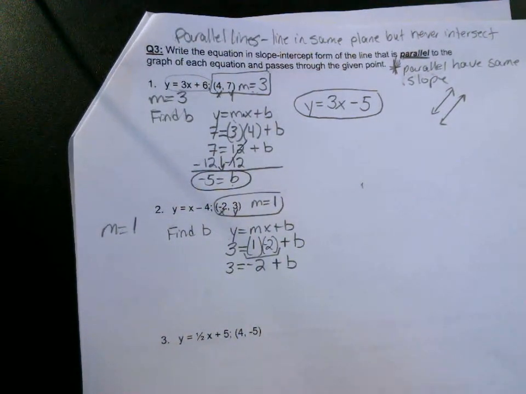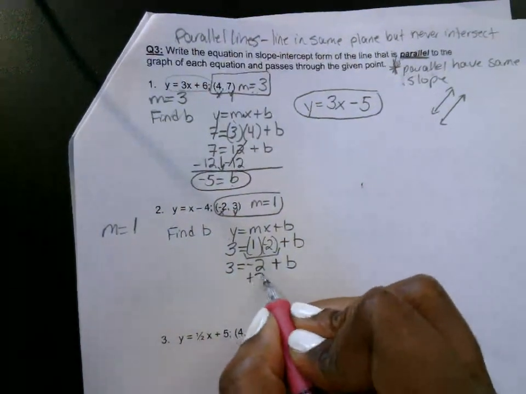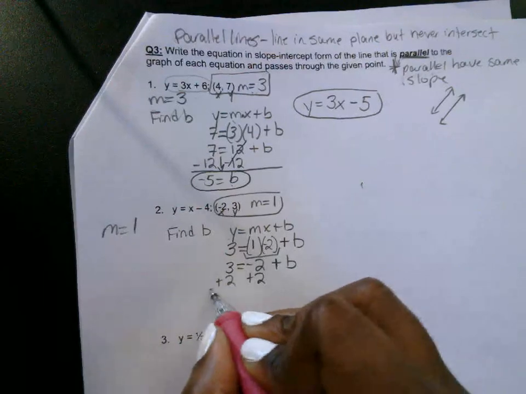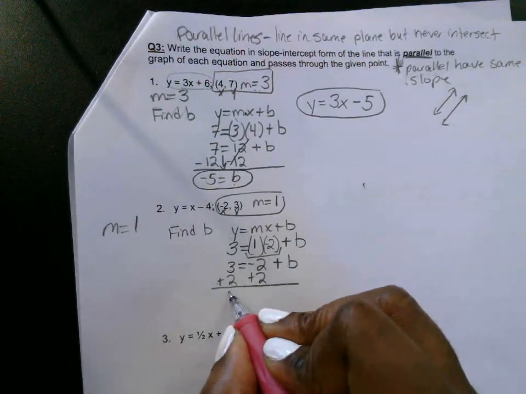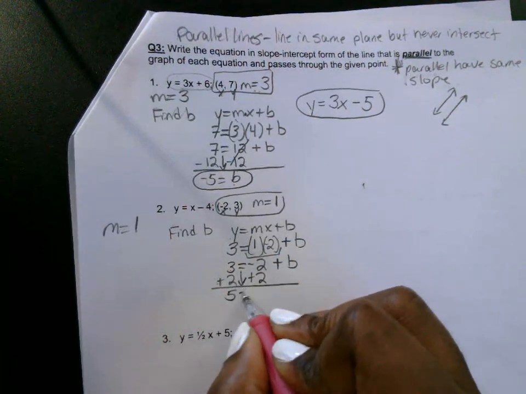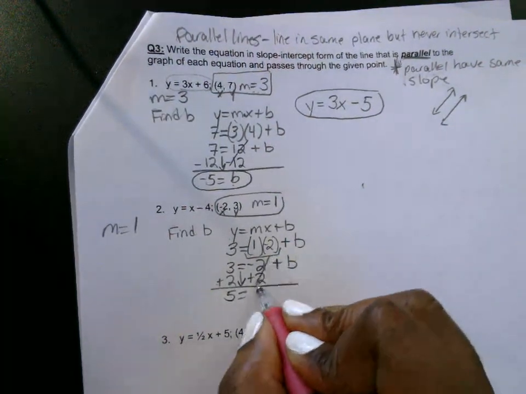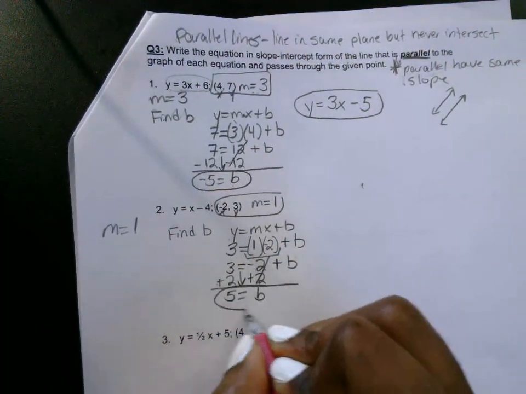Now what do we do to get b by itself? Plus 2. We add 2 to both sides. Very good. What is 3 plus 2? 5. And this is 0, so we're left with b.